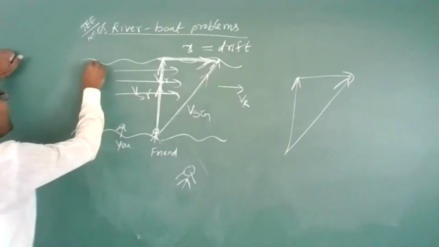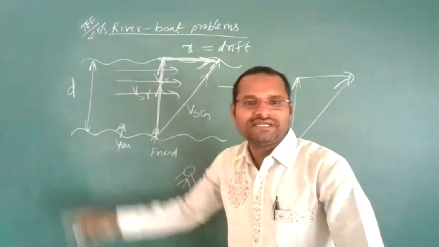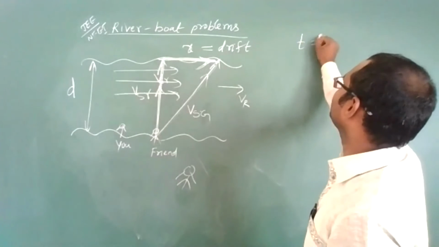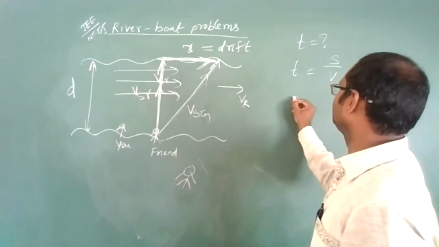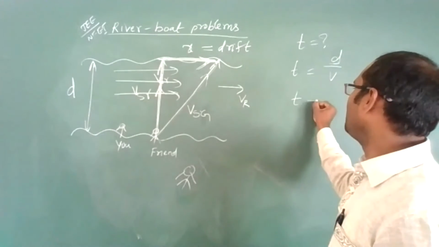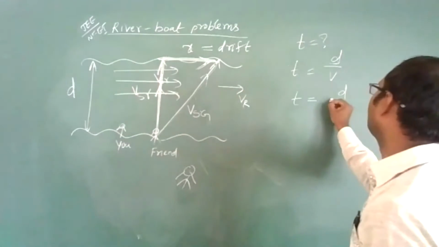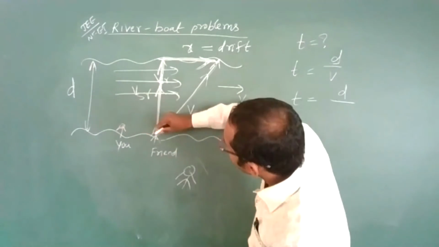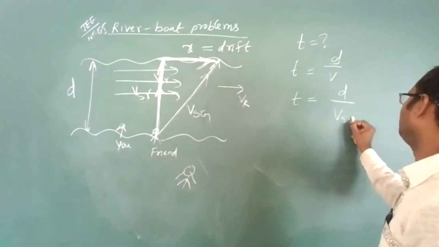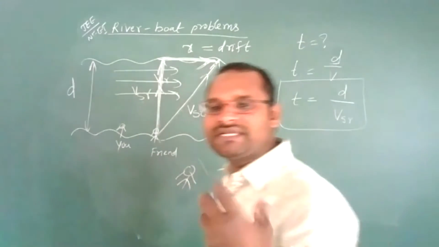Now let us imagine that small d is the width of the river. In what time will he cross the river? Time we know is distance by speed. Distance I'll write as d only. How much distance does he have to travel vertically? d distance. d upon, to travel this vertical distance, with what velocity does he travel? With this velocity, that is the velocity of swimmer with respect to river, v_sr. So within this time he will cross the river.